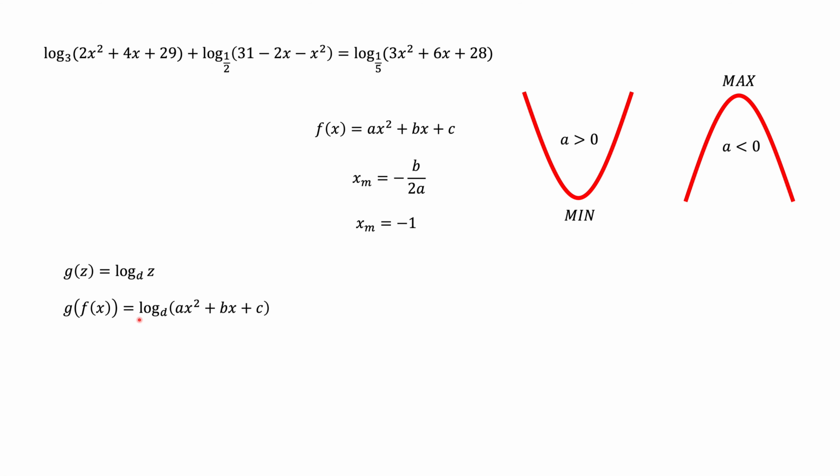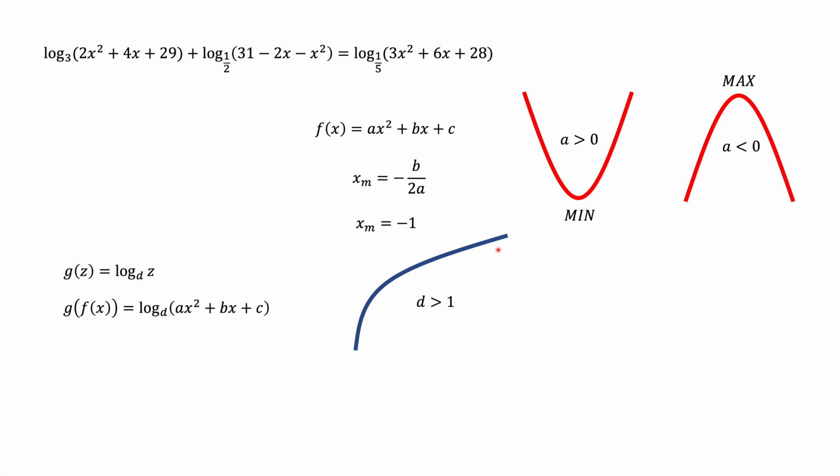So now the question is how this composition of functions behaves. We know how f behaves, how a quadratic function behaves. And now we need to figure out how the logarithm behaves. And the logarithm is going to behave differently depending on the base. If the base is greater than 1, the logarithm is a monotonically increasing function. What it means is that if the argument increases, so if z goes up, the logarithm is also going to go up.